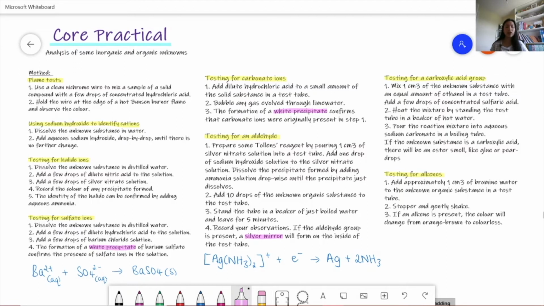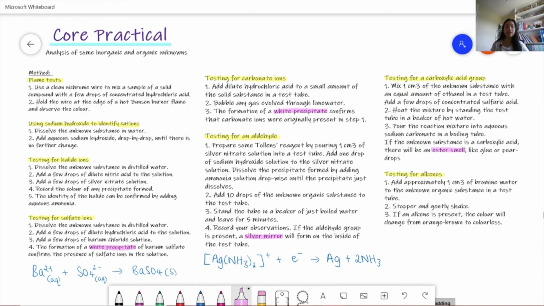And then for testing for carboxylic acid, because we're adding ethanol, which is an alcohol, whenever we add an alcohol with a carboxylic acid and heat it, we go through esterification, so we form an ester. And so this is why we get the ester smell.